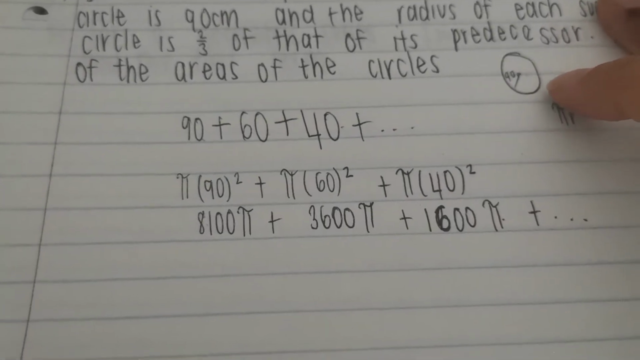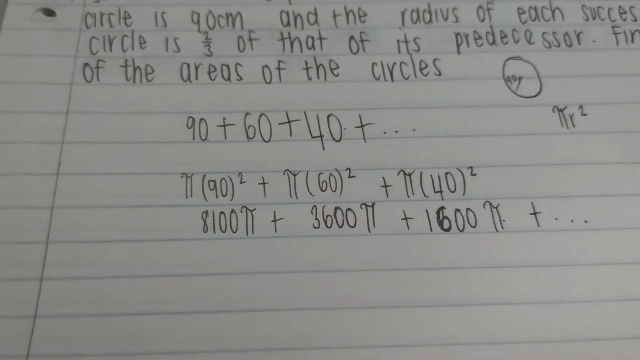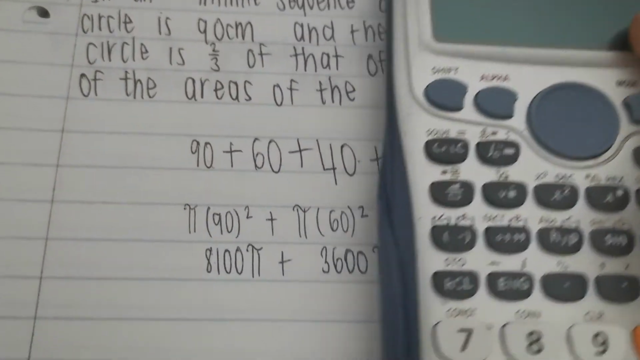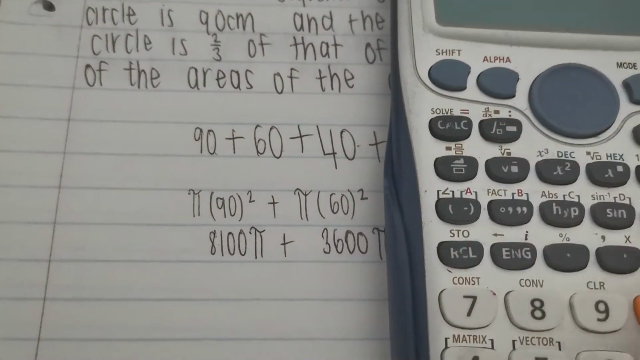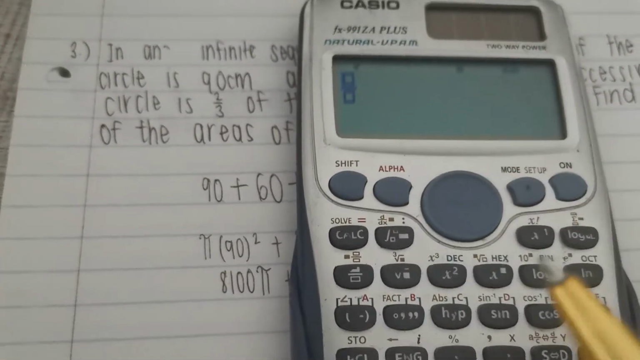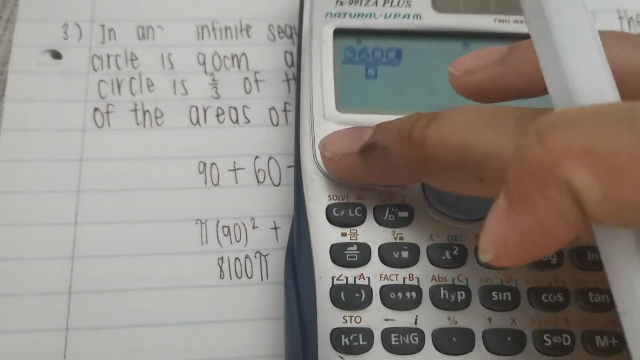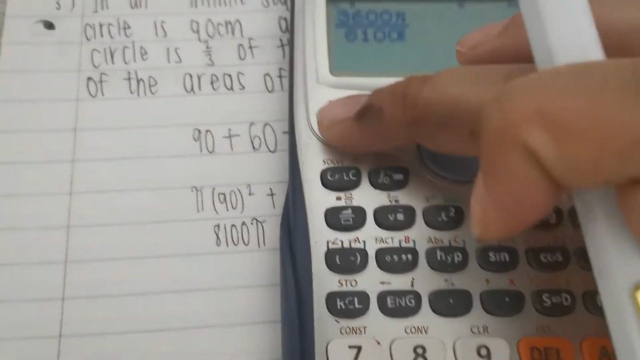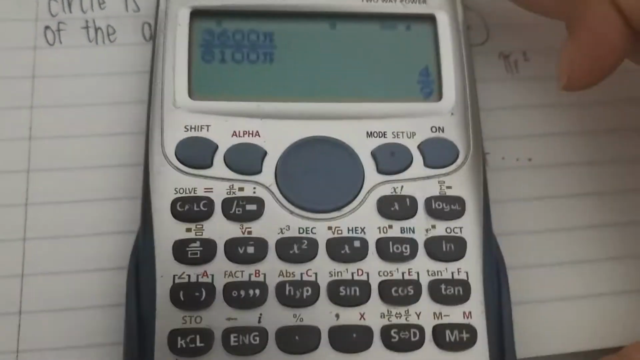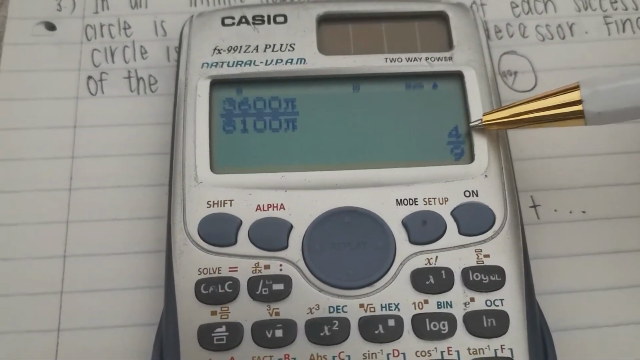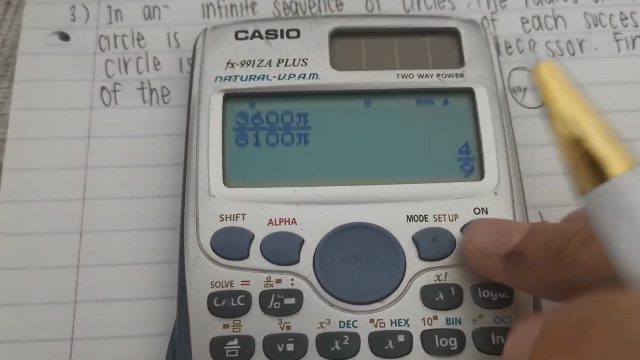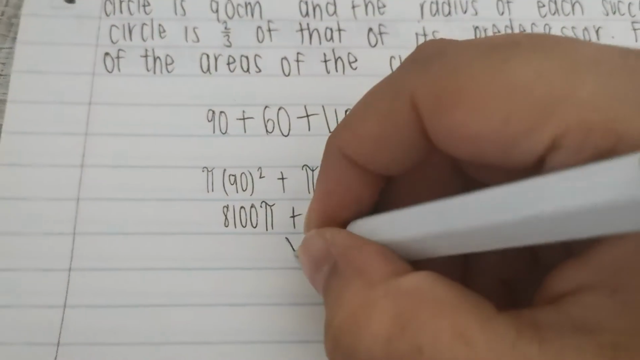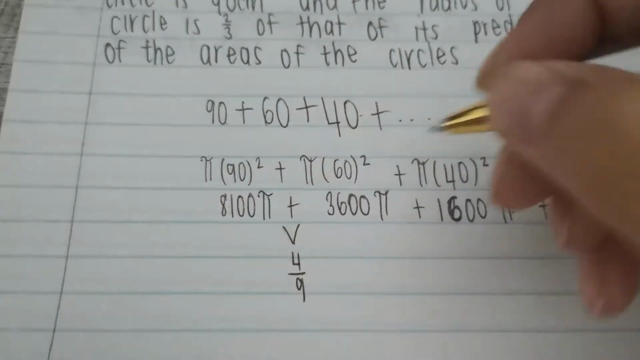Now we want the common ratio. You see, because there's a pi here and a pi here, they're basically going to cancel out. And the common ratio, we're coming back to the same thing that we had initially. So I'll show you with the pi: 3600 pi over 8100 pi. It should give us 4 over 9. How do I get that 4 over 9? It's the ratio squared. Sorry, I'm mixing up so many words here.